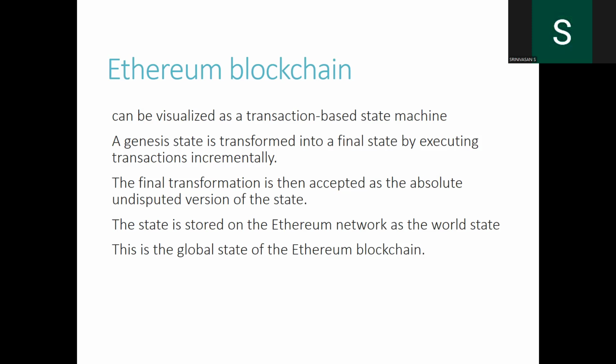So Ethereum starts with the genesis state. It slowly converts the genesis state into the final state, and the final state is known as the world state or global state. And it achieves this by executing a series of transactions.